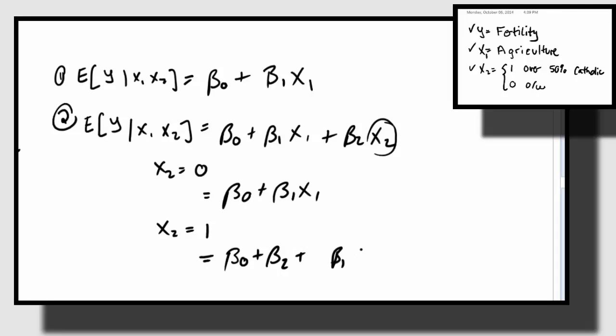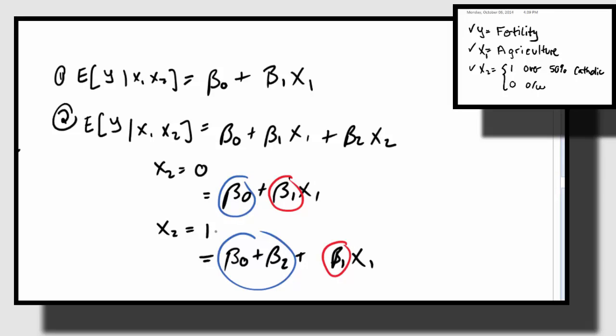plus beta 1 X1. So fitting this model, the model that includes X1 and X2 but no interaction, fits two models that have the same slope. These two models have the same slope, but they have different intercepts, beta naught and then beta naught plus beta 2 for the second intercept. Okay, let's consider a third model.